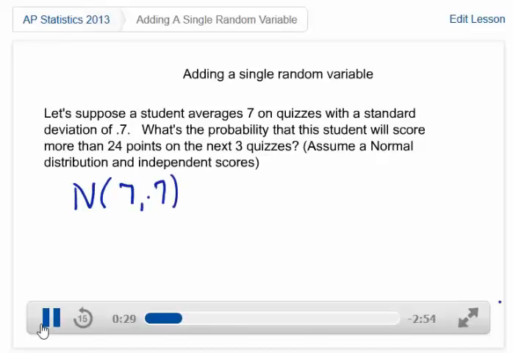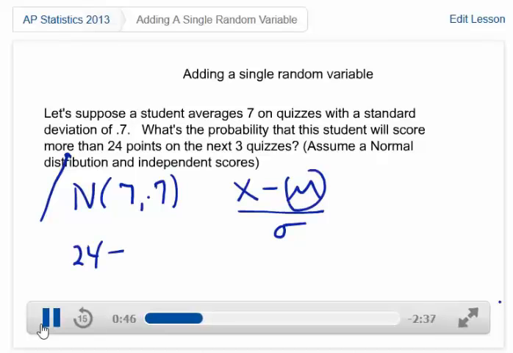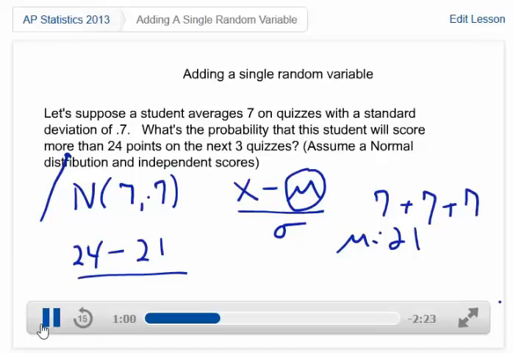What we want to do is set up a z-score. So we want x minus mu divided by sigma. So x in this case is 24, and our mean for our distribution for the next 3 quizzes would be 7 plus 7 plus 7. We can always add. So mu will be 21. And this is a z-score, and we're looking for greater than.